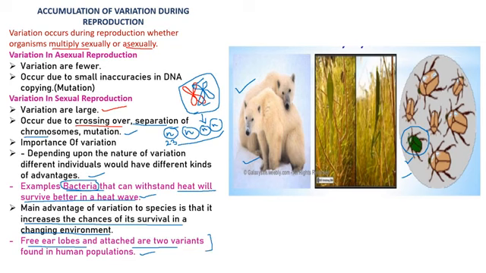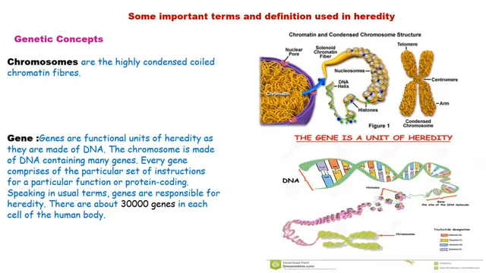That's it. Now there are certain important terms before we start inheritance and Mendel's law. You need to understand a few terms which are very important. What is a chromosome? Chromosomes are highly condensed, coiled chromatin fibers.